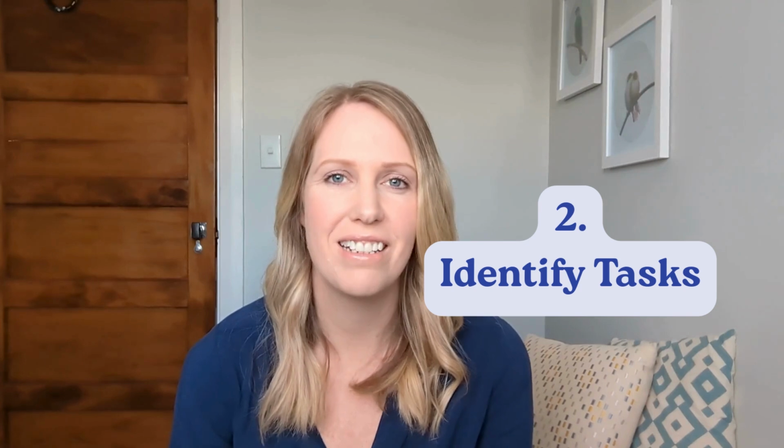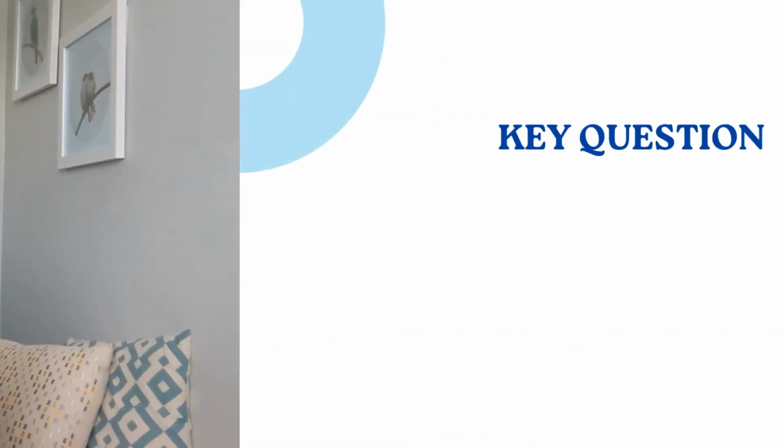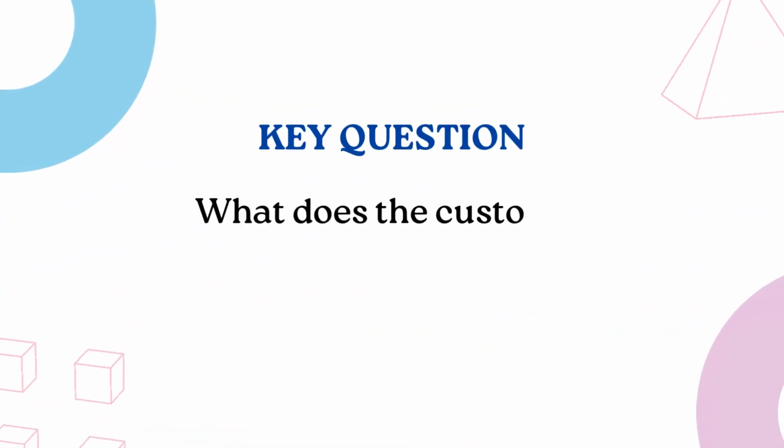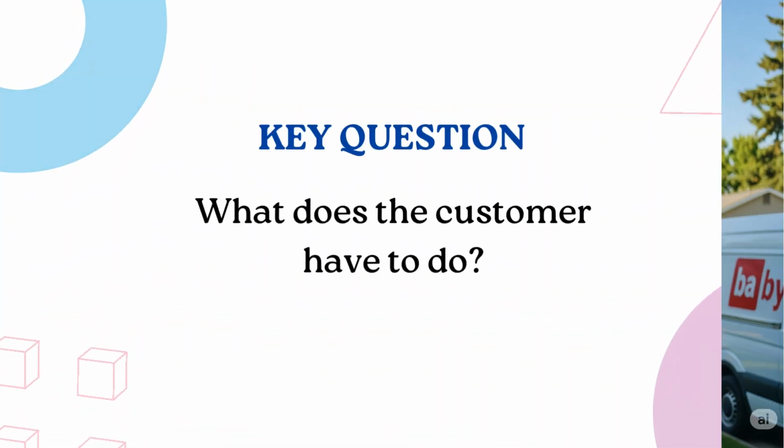Secondly, identifying tasks. User needs inform the functional tasks that need to be completed in order to use a system and solve a problem. Keep in mind though, not all problems need to be solved with software. Sometimes a systems change or a process change can solve a problem much more easily than a new product, feature, or service could. The next question to ask is, what does the customer have to do?